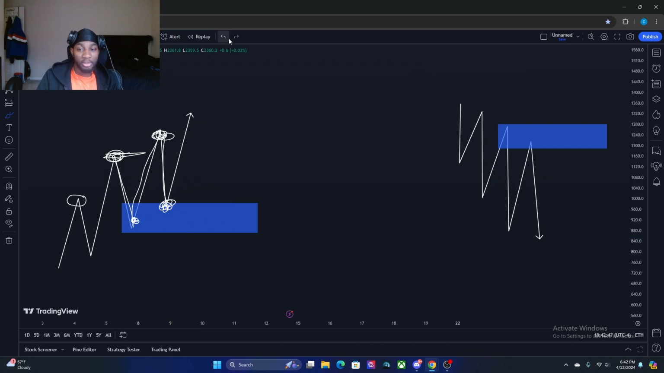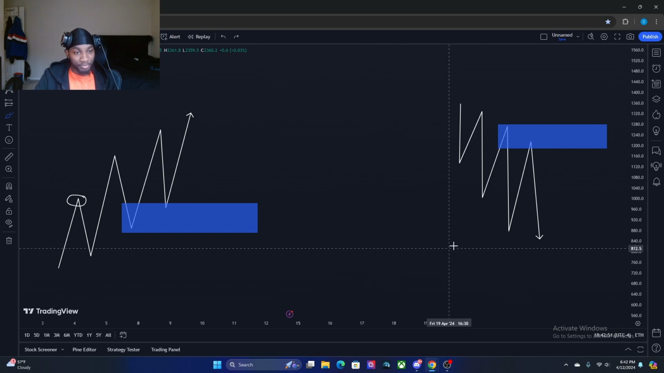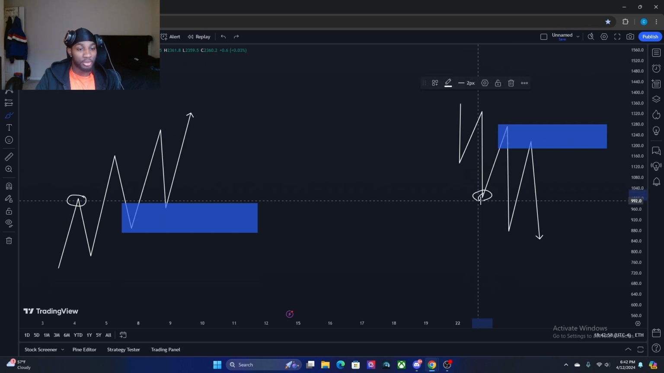I'm going to go over that in a second, so stay with me. Look, on this end, here we break structure. This was your last low. You break structure right there, and we create a new low.